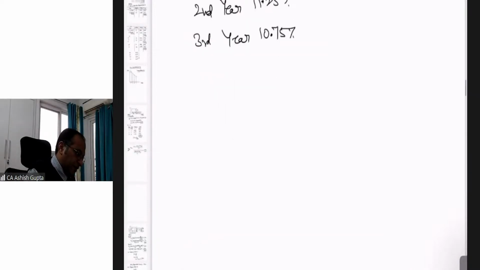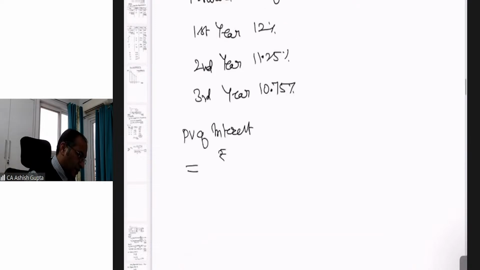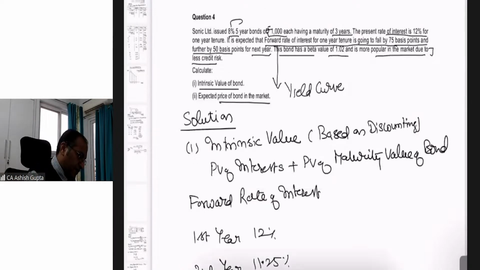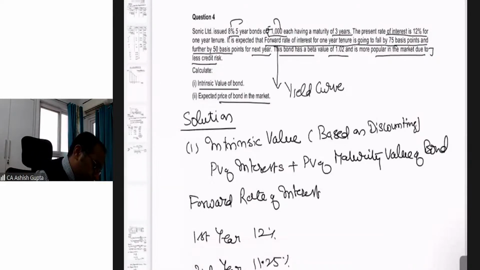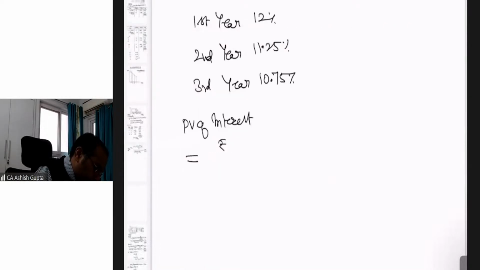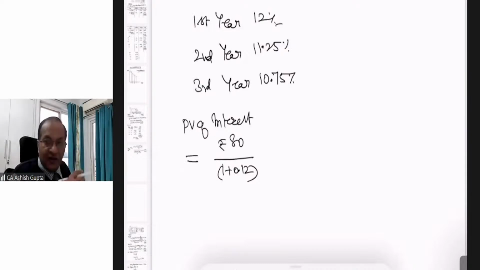Okay, students, now let us see the PV of interest. Please note, for the first year our coupon rate is 8%. The value is 1000, so our coupon payment will be 80. Since our first year discounting rate is 12%, we shall use the same.